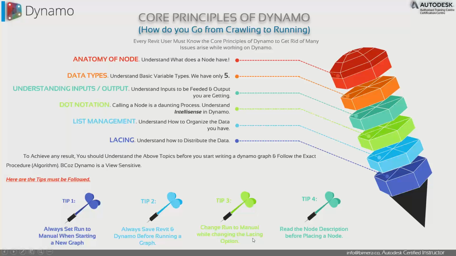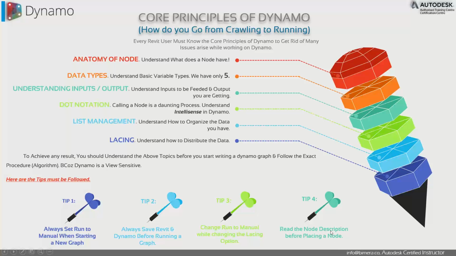Change run to manual while changing the lacing option. Yeah, that's what I'm saying. So change that to the manual mode. When you are placing with the lacing, I told you it's very dangerous. So if it is in automatic mode, you just have to change that into manual mode.